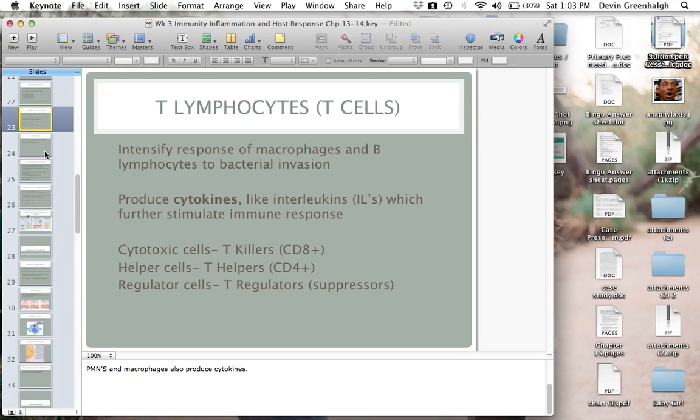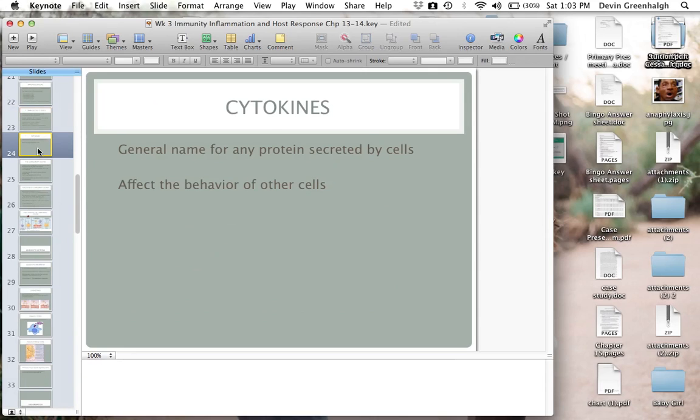What other 2 cells also produce cytokines? We know T cells do, but neutrophils and macrophages also do. Cytokine is a general name for any protein that is secreted by cells, and it affects the behavior of another cell.